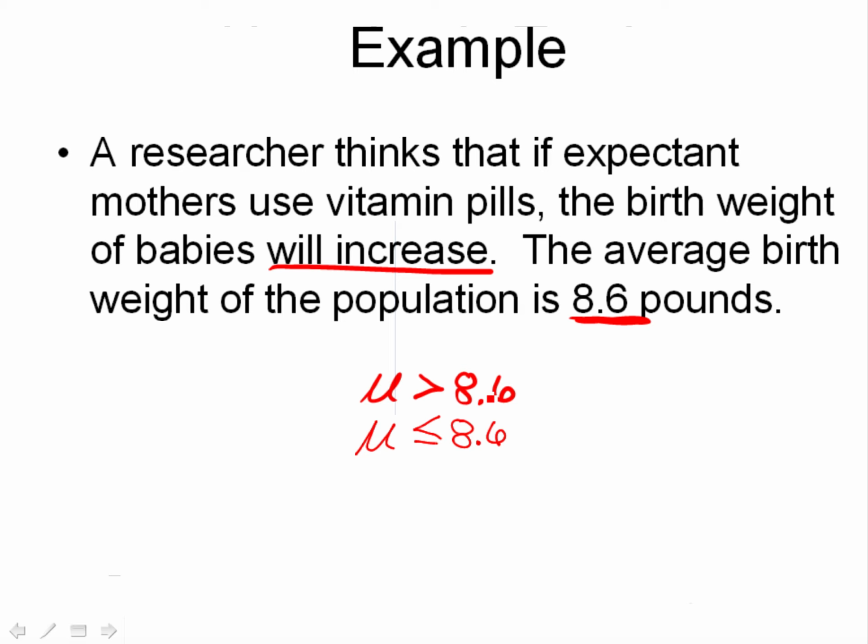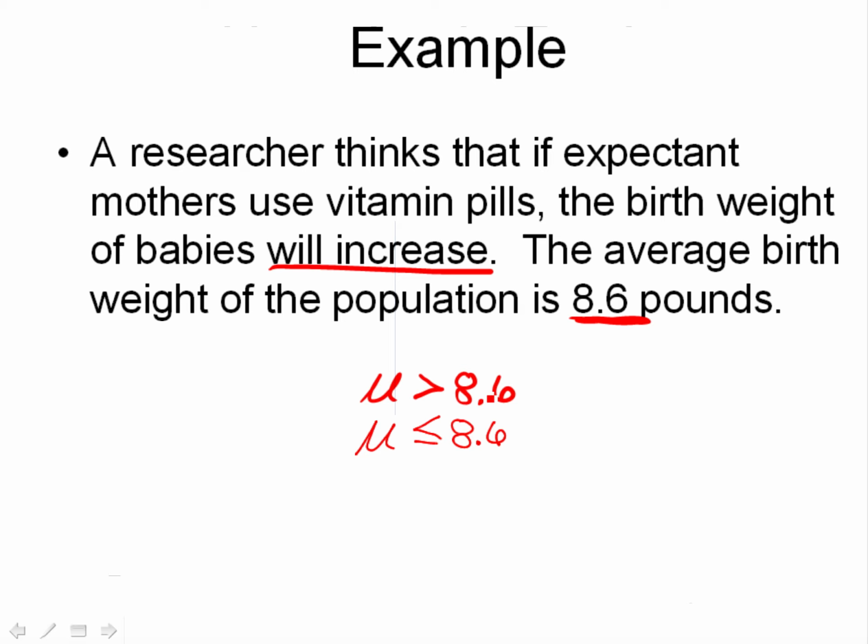And therefore, between your two hypotheses, you've included every possibility. One is greater than, one is less than or equal to, and that is all your options. Okay, once you get your hypotheses written, then you need to go back and you need to label which one is the null hypothesis and which one is the alternate hypothesis.